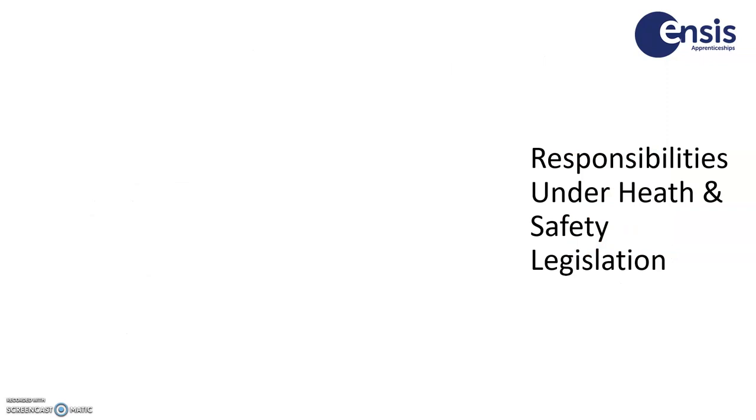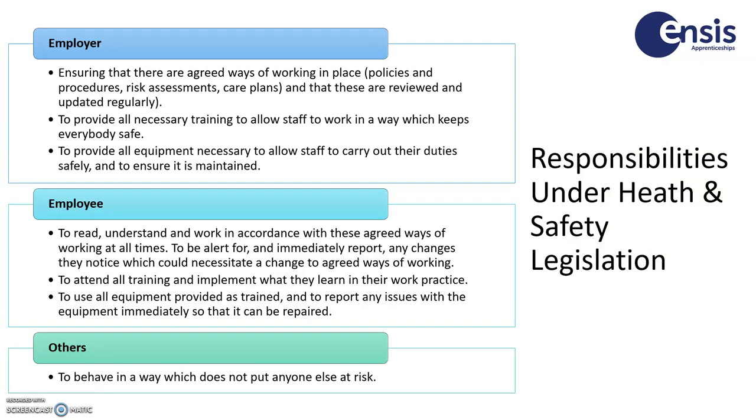So what are the responsibilities of people under the health and safety legislation? The employer has many responsibilities. The main ones include ensuring that there are agreed ways of working in place. Agreed ways of working include things like policies and procedures, risk assessments, care plans. They're also responsible for reviewing and updating these regularly. Your employer is responsible for providing all necessary training to allow staff to work in a way which keeps everybody safe. They're also responsible for providing any equipment that is needed to allow staff to carry out their duties safely, and they also have to make sure that it is well maintained and safe to use.